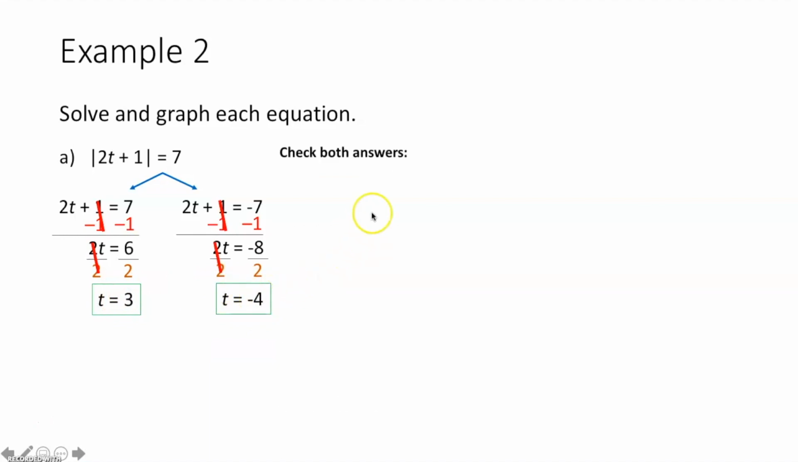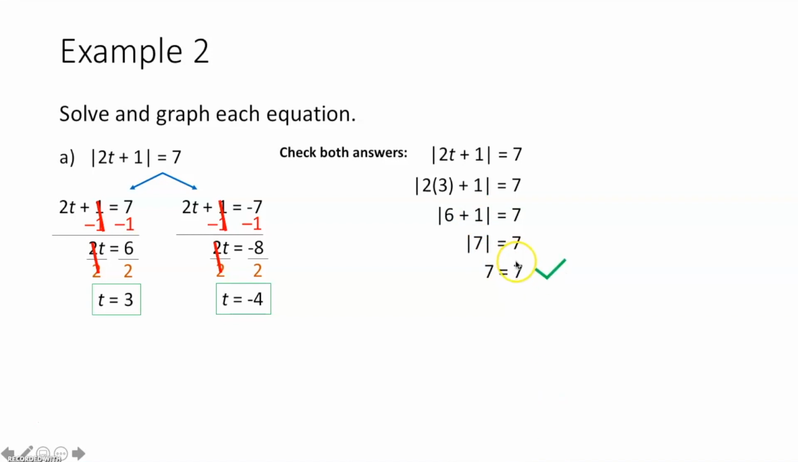I now need to check both of those answers, so I'm going to go back to my original absolute value equation and plug in 3 for t and see if it checks out. What's 2 times 3? That's 6. What's 6 plus 1? That's 7. What's the absolute value of 7? It's 7. So does 7 equal 7? Yes, this is an answer.